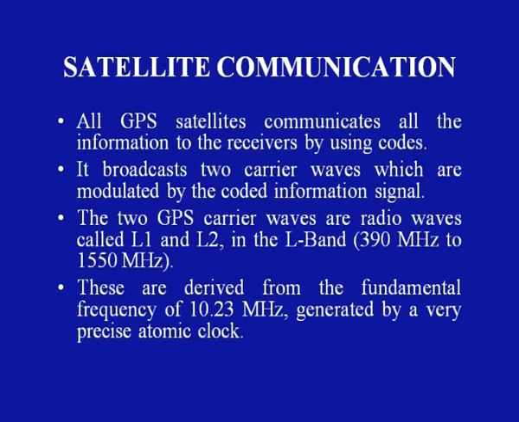All GPS satellites communicate all the information to the receivers by using codes. It broadcasts two carrier waves which are modulated by the coded information signal. The two GPS carrier waves are radio waves called L1 and L2 in the L band, that is 390 megahertz to 1550 megahertz. These are derived from the fundamental frequency of 10.23 megahertz generated by a very precise atomic clock. These radio waves travel at the speed of light.